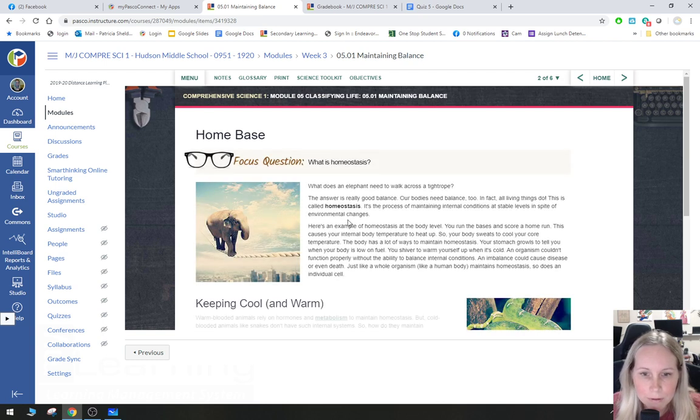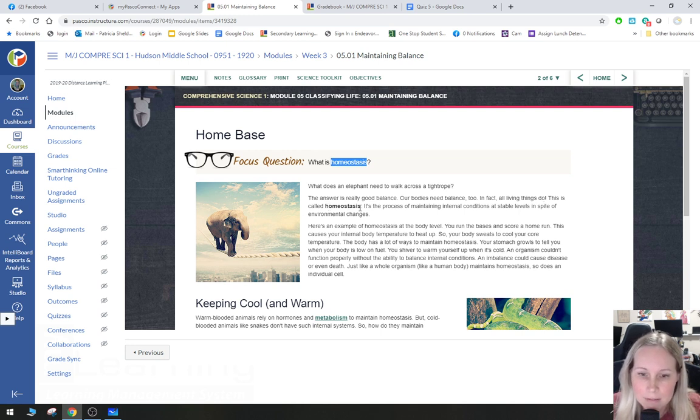Okay, focus question. Homeostasis, okay? I've looked at the quizzes and that word shows up a lot. Okay, homeostasis, what is it? So what does an elephant need to walk across a tightrope? The answer is really good balance. Our bodies need balance too. In fact, all living things do.